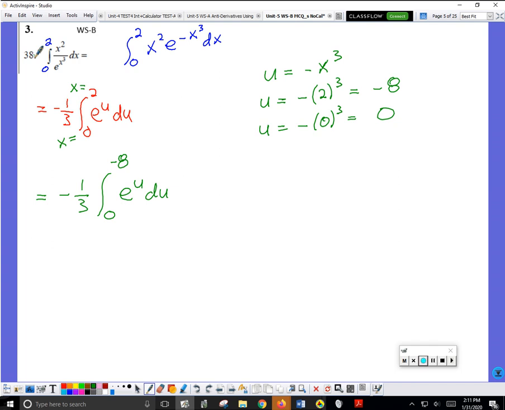Okay, remember the fundamental theorem. It says this integral is equal to the antiderivative of that with the limits plugged in. So the next line you write, -1/3. Now this one seems a little weird because of the antiderivative, but don't lose track. You're finding the antiderivative. What is the antiderivative of e to the u? E to the u. Bar, 0 to -8. That's where it comes from.